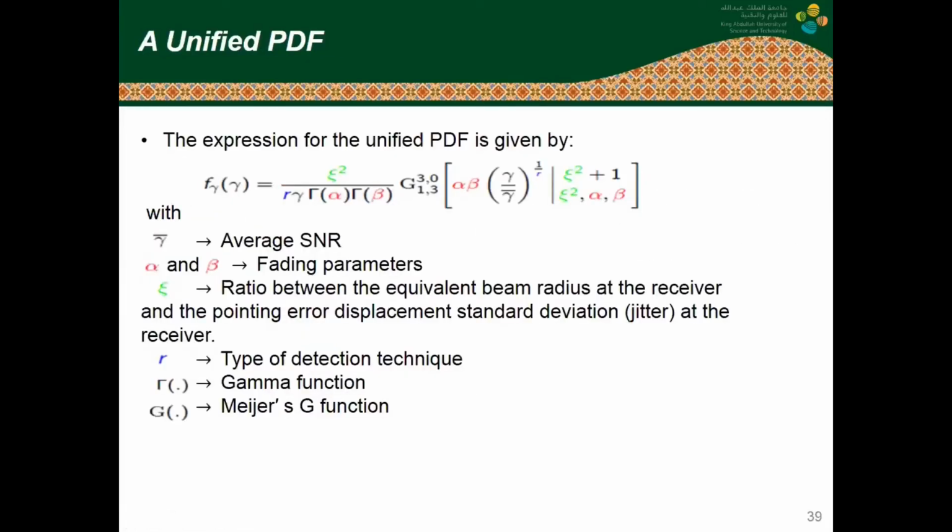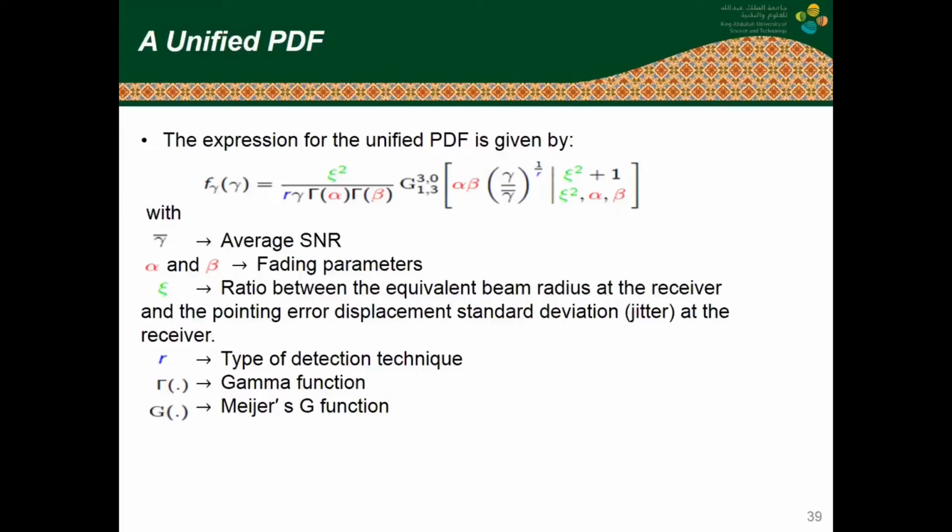Now, actually, in one of our papers that are cited at the end of the tutorial here in the list of references, we're able to develop a unified expression for the probability density function of the end-to-end SNR of an FSO link subject to turbulence that is marked by gamma-gamma fading and pointing error. I won't talk much about the pointing error modeling. Suffice to say at this point that it is modeled through this Xi parameter.